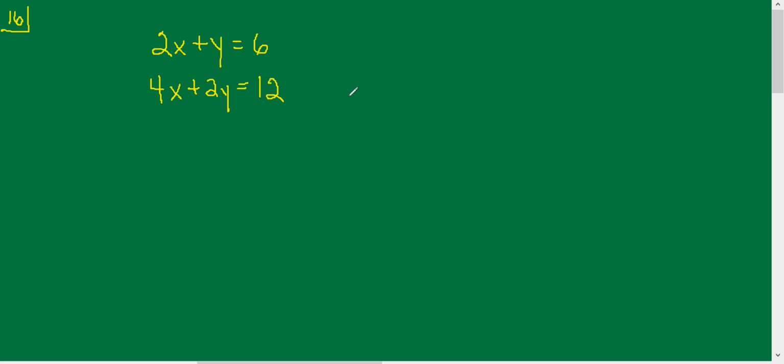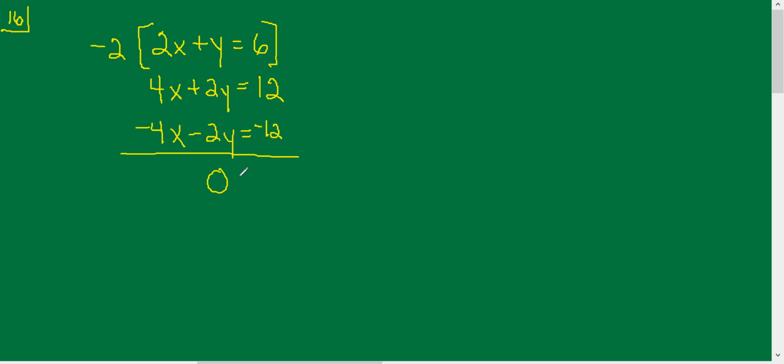Another one. How about the top? Top, I'm going to multiply by -2. So I'm going to have -2 times 2x is -4x. -2 times y is -2y. So we got that same situation going on here. -2 times 6 is -12. However, in this problem, we're going to end up with 0 equals 12 minus 12 is 0.